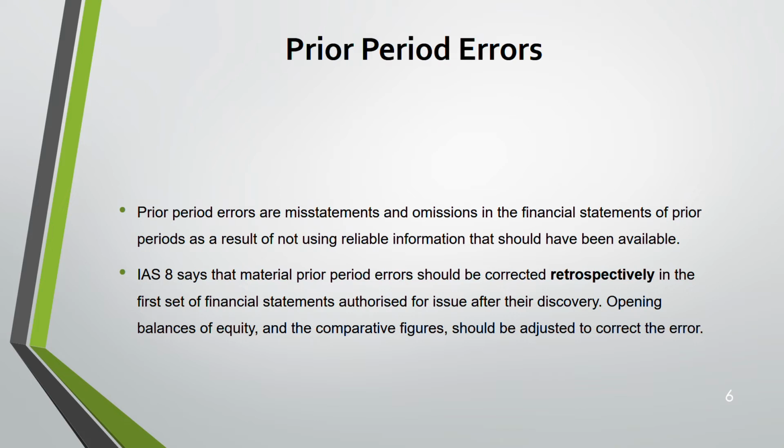Prior period errors are corrected retrospectively, in the first set of financial statements authorized for issue after their discovery. That means after you have discovered the error, the first set of financial statements for issue needs to be corrected. So opening balances of equity, comparative figures, all of this should be adjusted to correct the error.